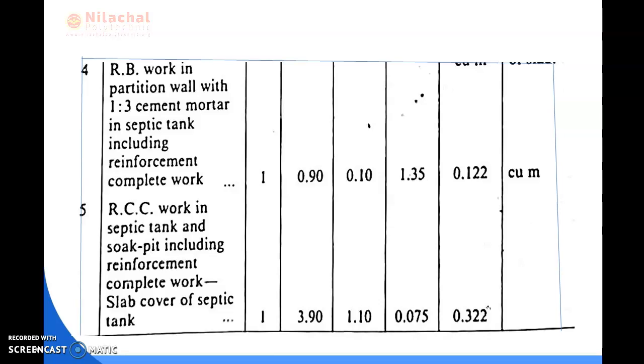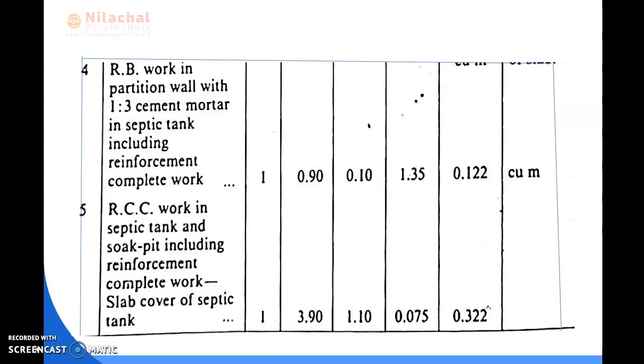In the previous class we discussed the septic tank excavation part, the cement concrete part, and the first class brickwork part in case of the septic tank. In this class we discuss the RB work in the partition wall with 1:3 cement mortar in the septic tank, including reinforcement, complete work. Here the RB work is provided in the septic tank, so it is one number.